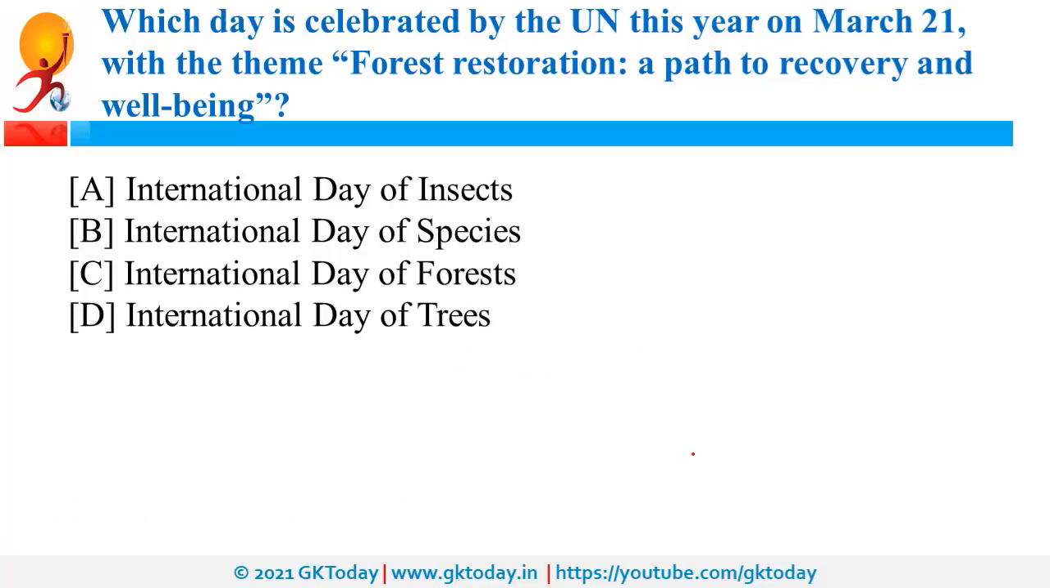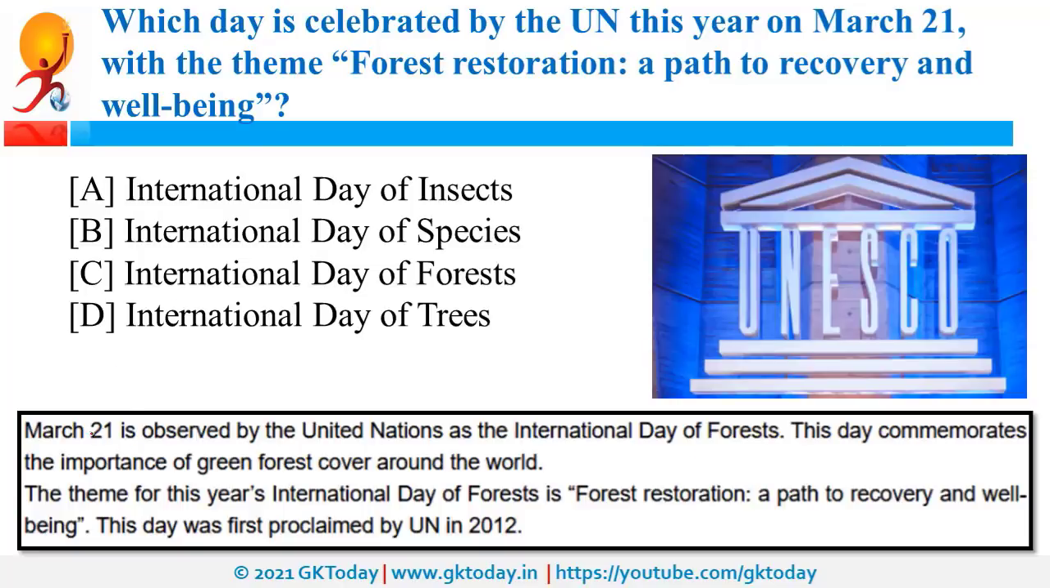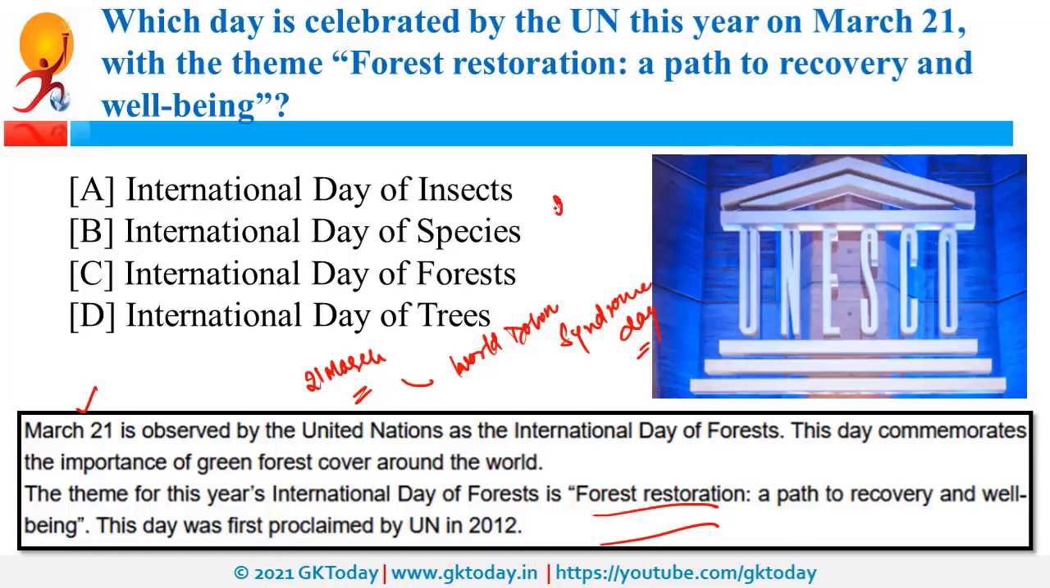Which day is celebrated by the United Nations on 21st of March with the theme Forest Restoration, a Path to Recovery and Well-being? On 21st of March, International Day of Forests was celebrated. 21st of March was also celebrated as World Down Syndrome Day. On the other hand, 22nd of March was celebrated as World Water Day. 23rd of March was celebrated as World Meteorological Day. It was also observed as Martyrs Day.